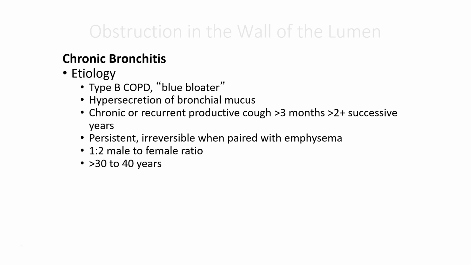So here, it's important to pay attention to all of the B's that you can see. So chronic bronchitis, you've got the B in chronic bronchitis. This is type B COPD, blue bloater.